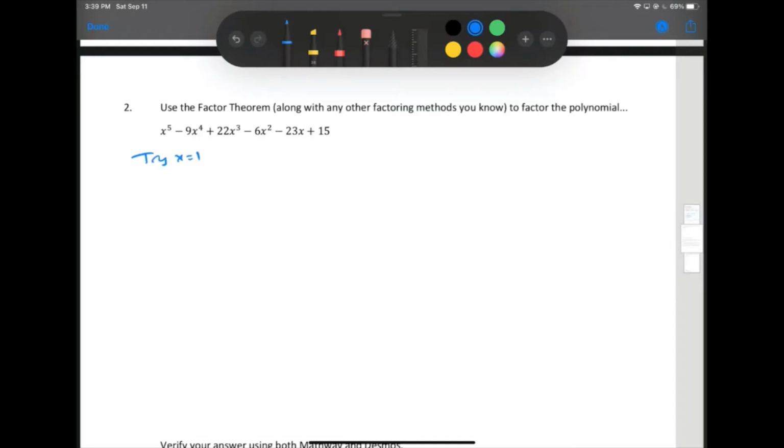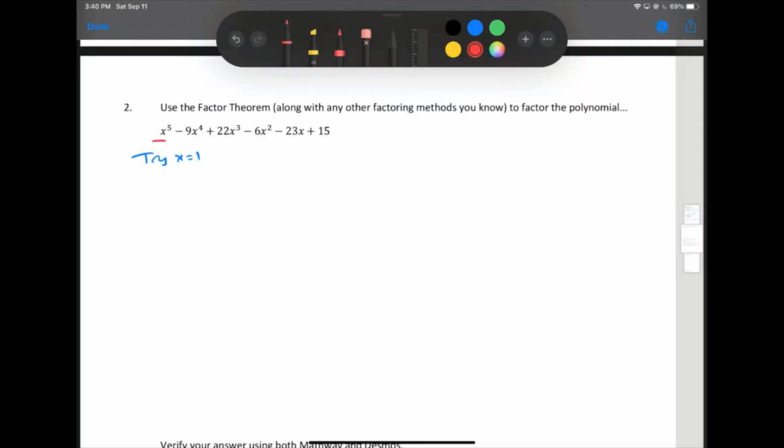then what I can do is say, okay, 1 to the 5th minus 9 times 1 to the... You know what? This is going to be very time consuming. So what we're going to do is just do this mentally, because plugging in 1 is really, really easy. That's 1. I don't want crayon. I'm not a child. I just want red.